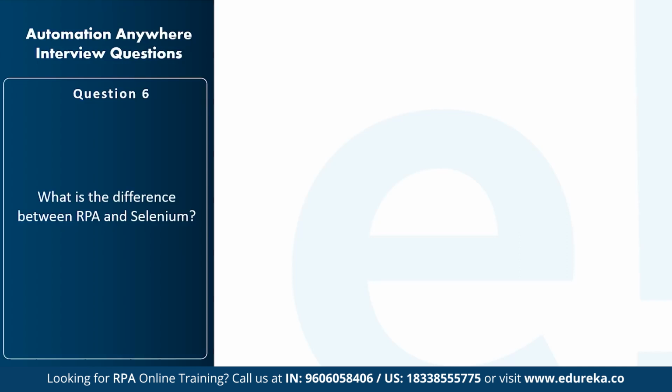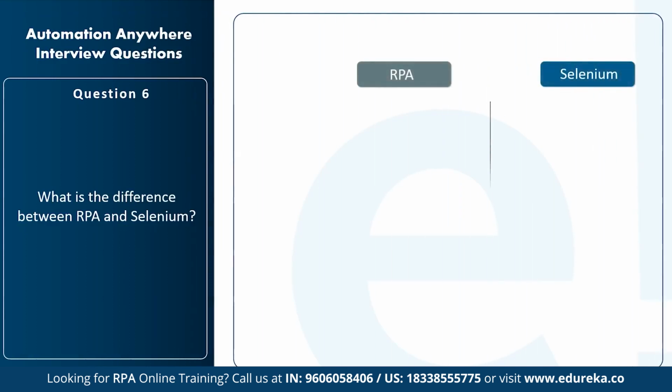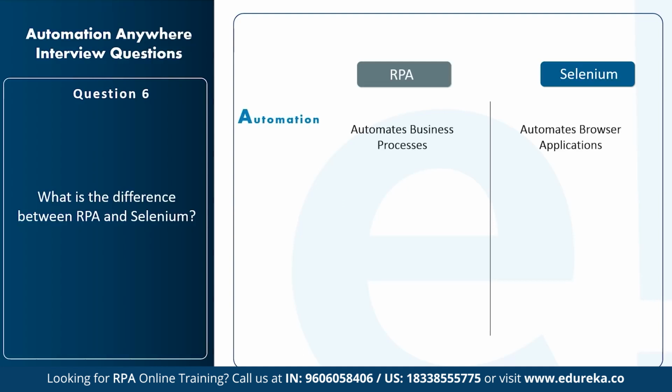Now moving on to the next question, that is, what is the difference between RPA and Selenium? Now this is also one of the most popular confusions that mostly arises between RPA and Selenium, as both of them automate tasks. Well, let me just clear the confusion for you guys. So we'll compare RPA and Selenium based on various parameters. Starting with automation, RPA basically automates business processes, whereas Selenium automates browser applications. So you can't automate everything with Selenium. Basically, you can't automate different kinds of applications. Like, if it's not a browser application, then you cannot automate with the help of Selenium. But yes, you can automate with the help of RPA.